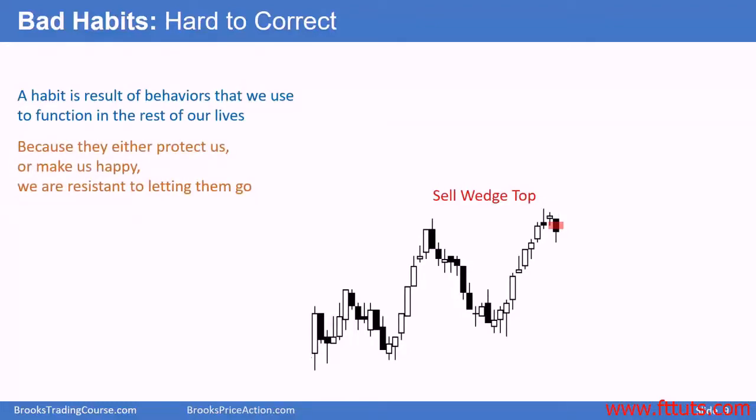So selling a wedge top, you really want to have it work, even though you know it's a low probability bet in this kind of context, but you take it anyway. Not only do you take it today, you take it again next week and the week after and the week after, and you keep taking it because it's hard to correct bad habits. But this is what is much more likely. The bull trend will continue up.